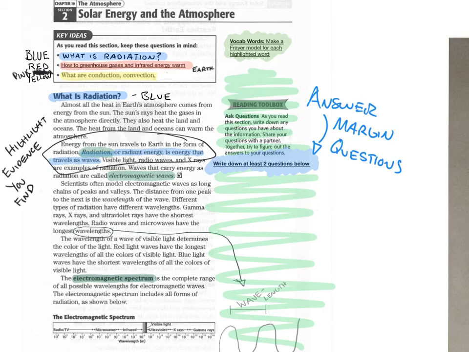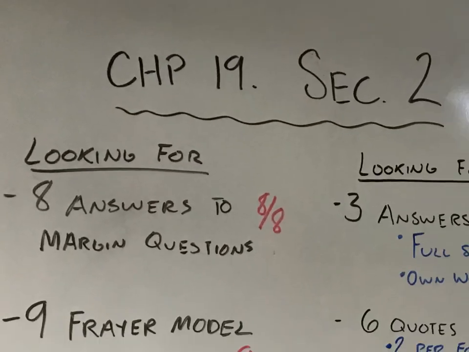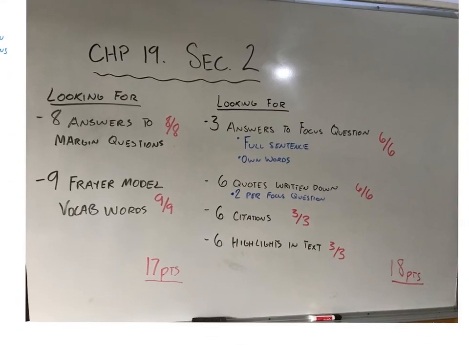So this is what I'm going to be grading you on. Right here is Chapter 19, Section 2. This is worth 35 points in the end. Do not worry. It is not due today. Okay? Not due today. But it is due as soon as you can get it. But this is what I'm going to be looking for from you.